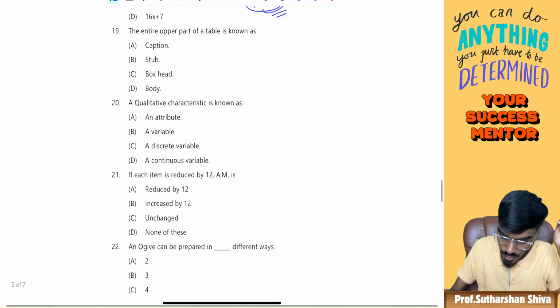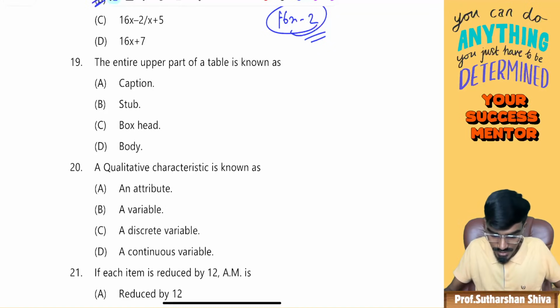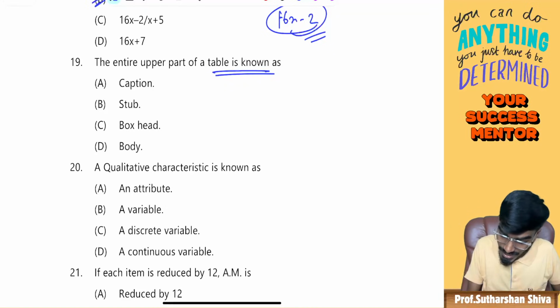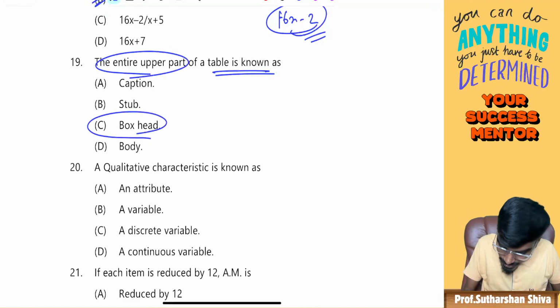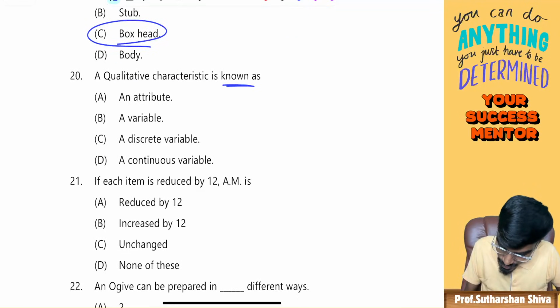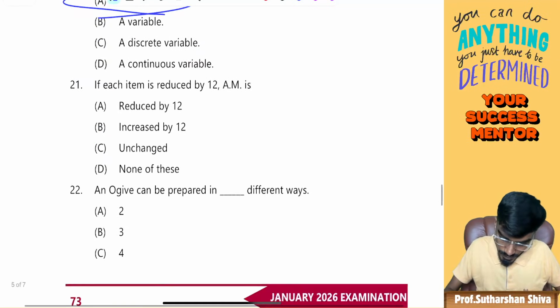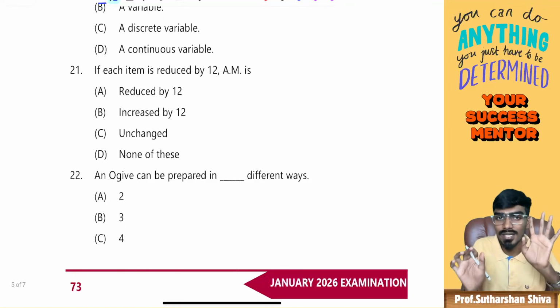Now come to question number 19, guys. 19 is from statistics. We'll complete the entire upper part of the table. What is the qualitative characteristic of an item known as? It is known as an attribute. Quantitative is variable. Variable differentiation is discrete and continuous.